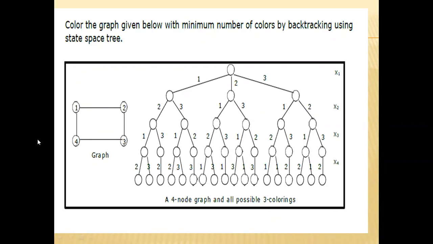Tomorrow we are discussing graph coloring. First, what is meant by graph coloring. Next, we construct the solution space tree. In the solution space tree, first you consider all possible solutions. After finding all possible solutions, you find the answer node. Here the criteria function is that no two adjacent nodes have the same color. So tomorrow we are discussing graph coloring.